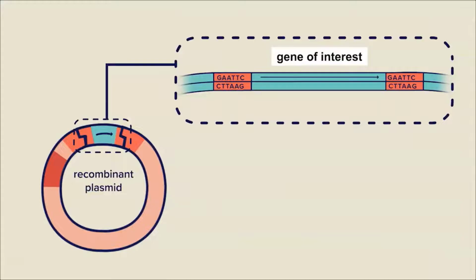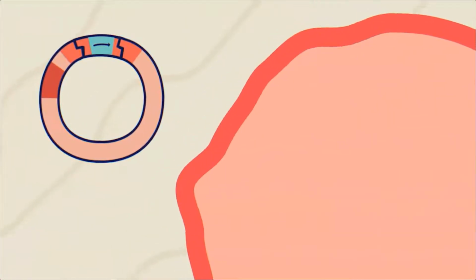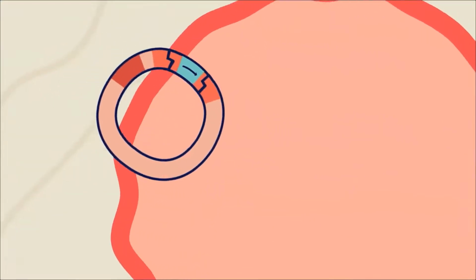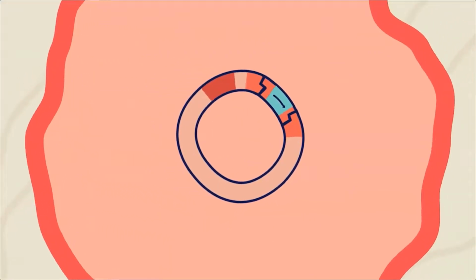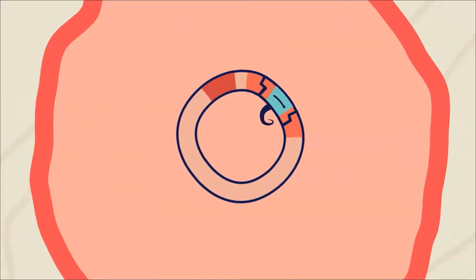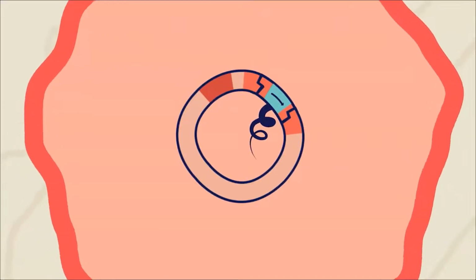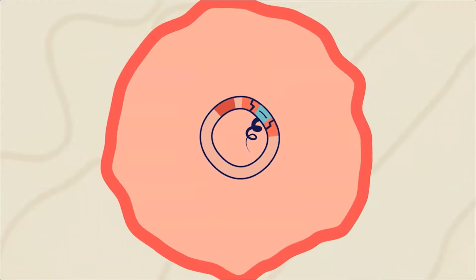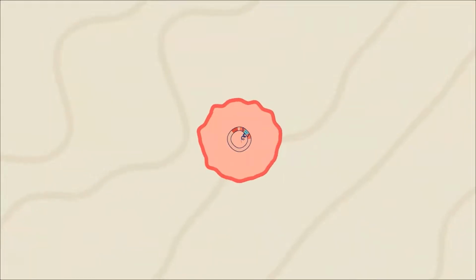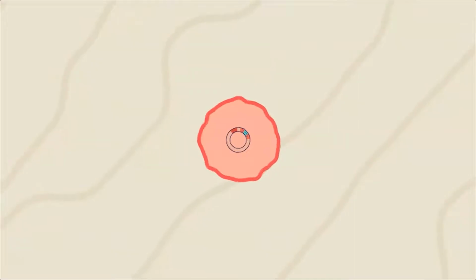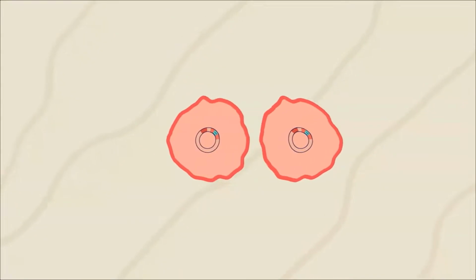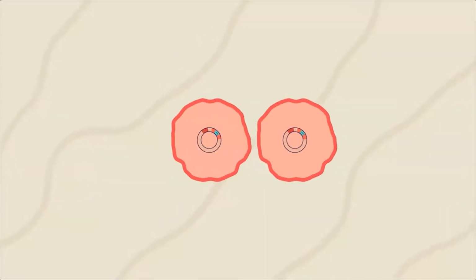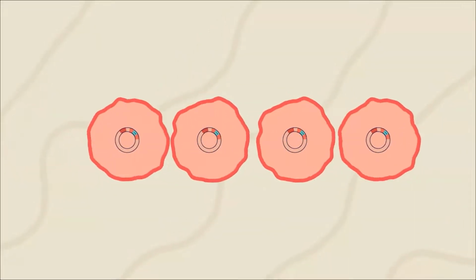The plasmid can then be inserted into a cell, acting as a vector to carry the gene of interest into the cell. This is where the protein of interest will be made. This protein can be used to create a vaccine, medication, or genetically modified organism. As the cell containing the plasmid reproduces, the plasmid is copied, and so is the gene of interest, which increases the production of the protein of interest.